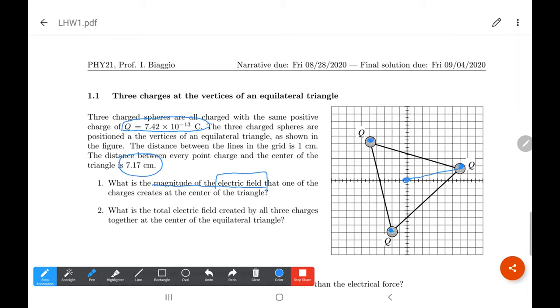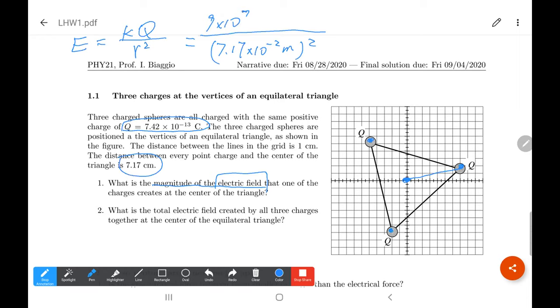To calculate the magnitude of the electric field, we use Coulomb's law. The electric field equals the constant K times the charge over the distance squared. The distance, I use R, here is 7.17 centimeters. We convert to meters squared. The value of K is 9 times 10 to the 9, times the charge, that will be 742 times 10 to the negative 13. Okay, this is the magnitude of the electric field.